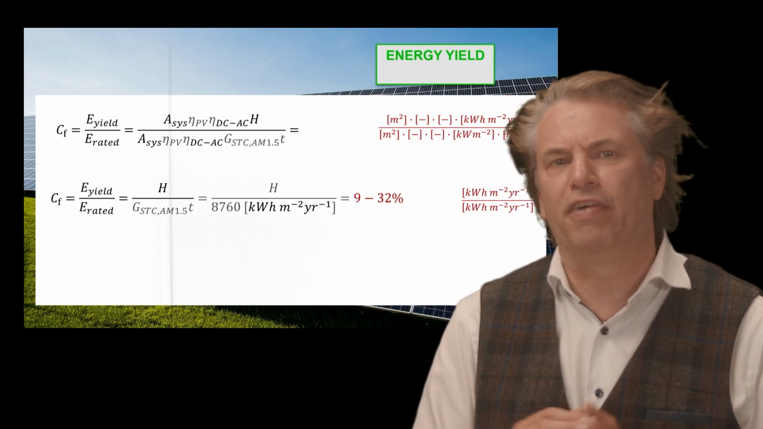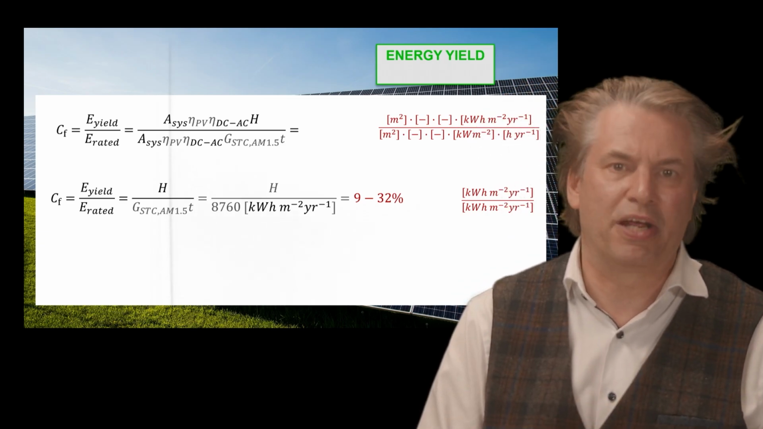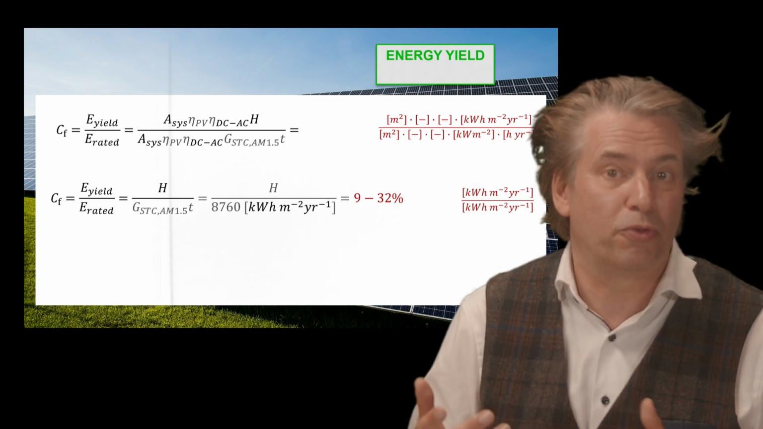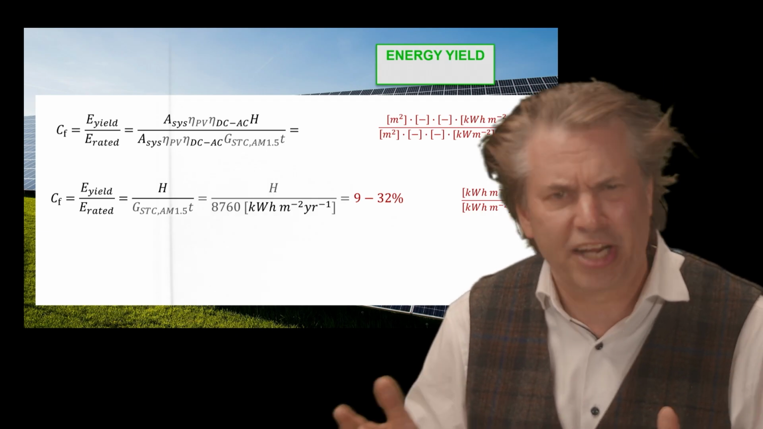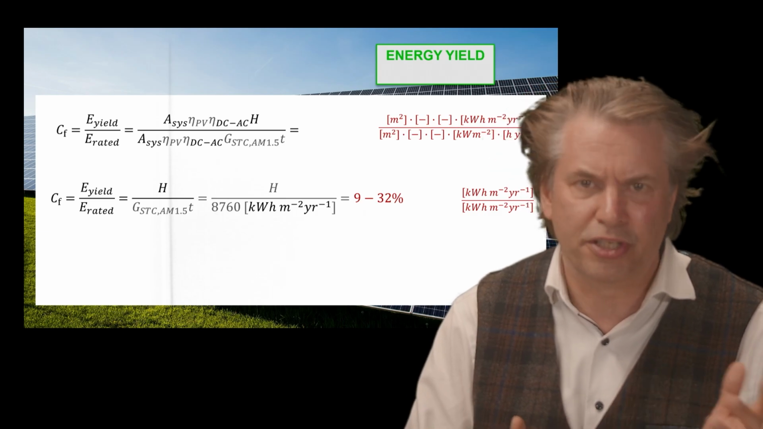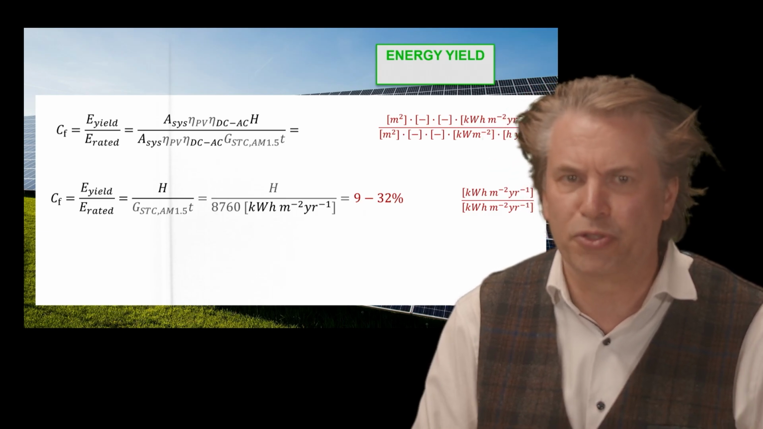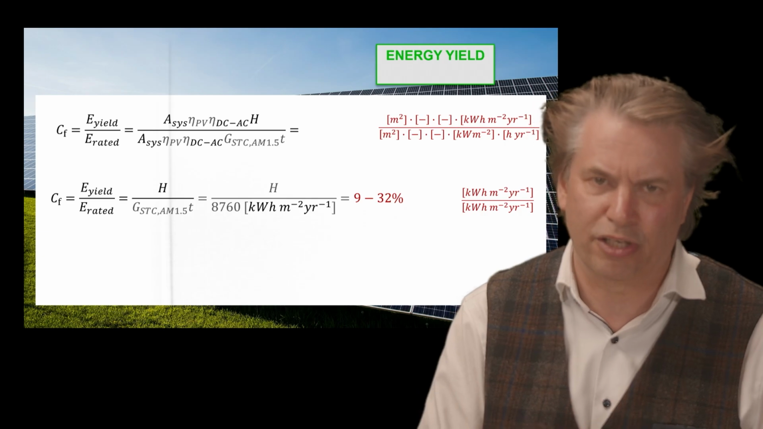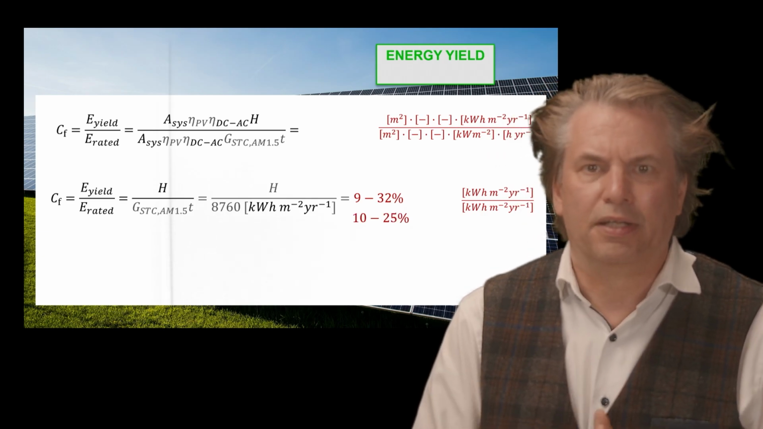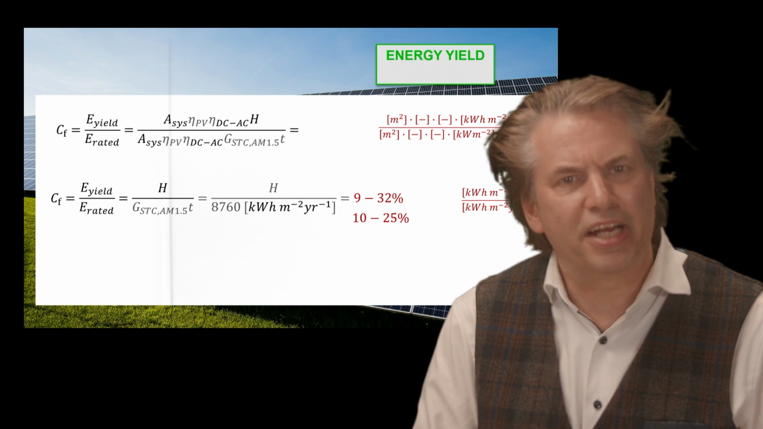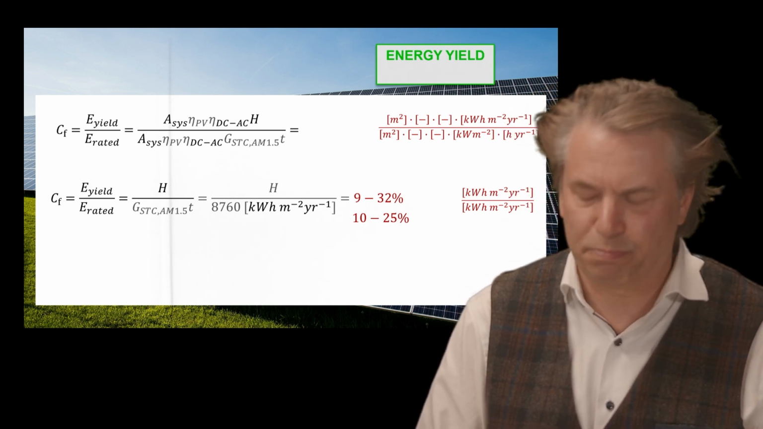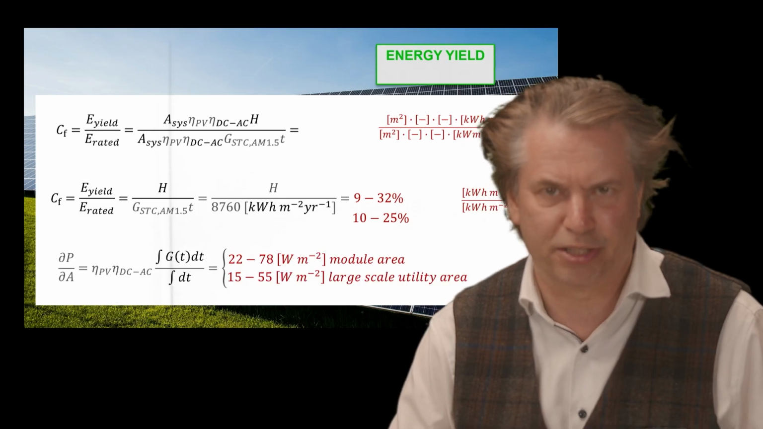Depending on the typical values for the annual radiation on planet Earth, the capacity factor can therefore vary from 9% up to 32% in theory. In reality, the capacity factor is also determined by the orientation of the panels, the tilt, azimuth, the temperature of the module, system losses, shading, snow, soiling, and so on. Therefore, the more realistic capacity factor ranges from 10% to 25%.